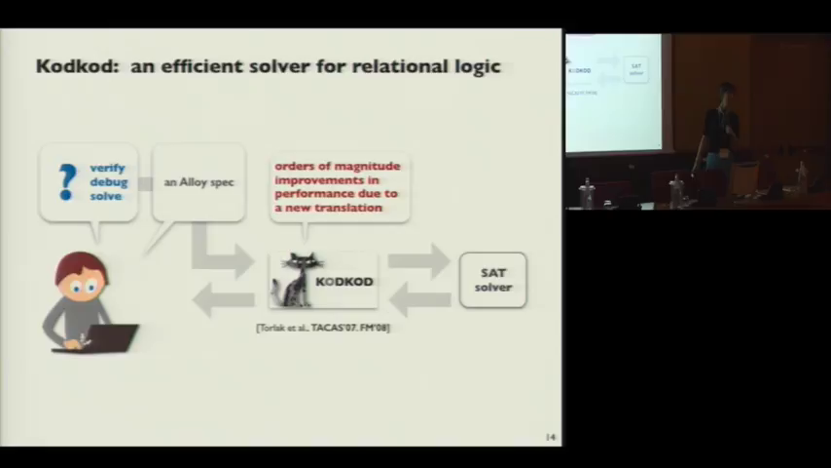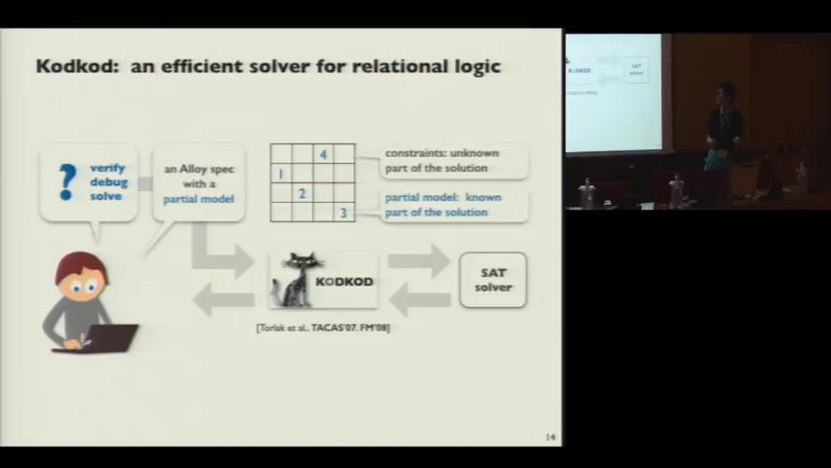My PhD thesis was to build a solver called Kodkod, which has replaced the old Alloy engine. It is the new engine behind Alloy. And it essentially, due to a new translation, essentially replacing this box with a new compiler from the semantics of this language to constraints, allowed this tool to have orders of magnitude improvements in performance. Now, there are many details, many reasons as to why this was possible, why Kodkod was able to do this. But the most important one is that it added a new abstraction to Alloy.